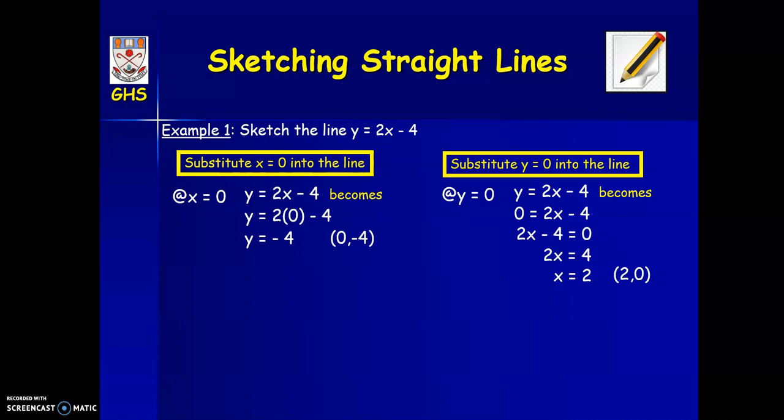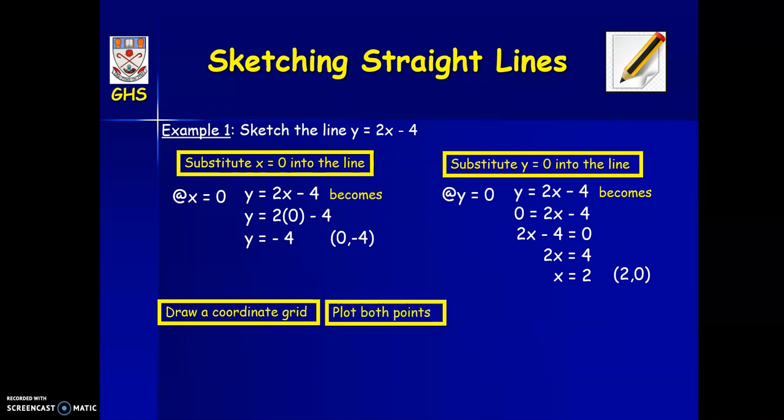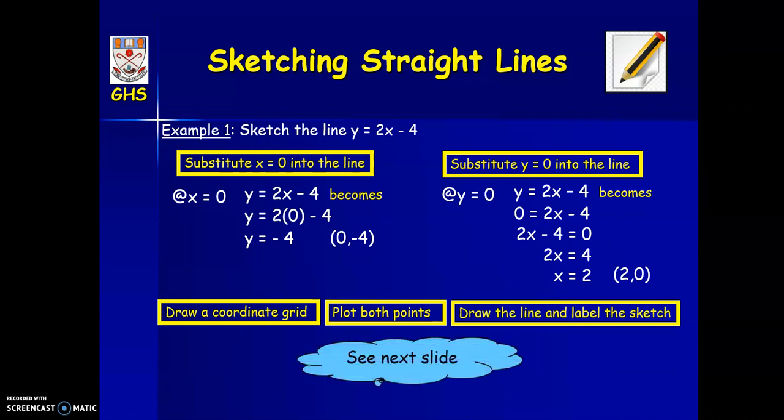Now what we do is we take those two coordinate points, we draw a coordinate grid, we plot both the points, and we draw the line and label the sketch. So you'll see this on the next slide.